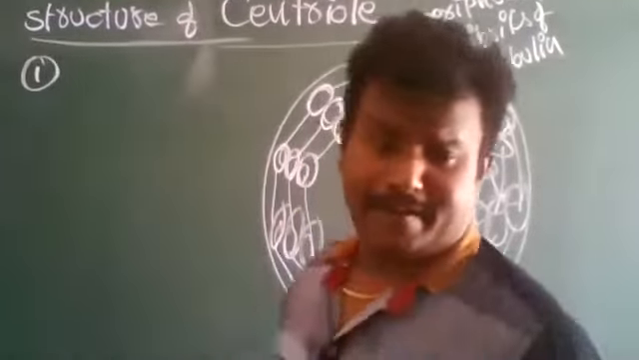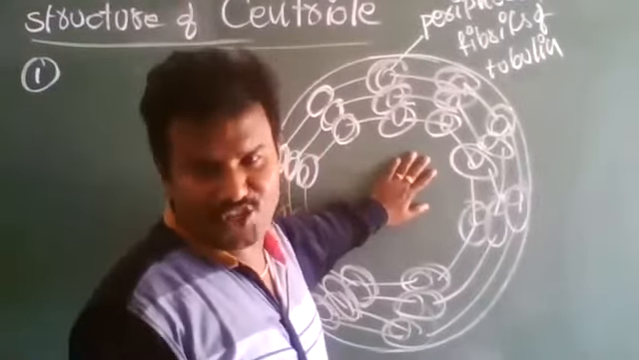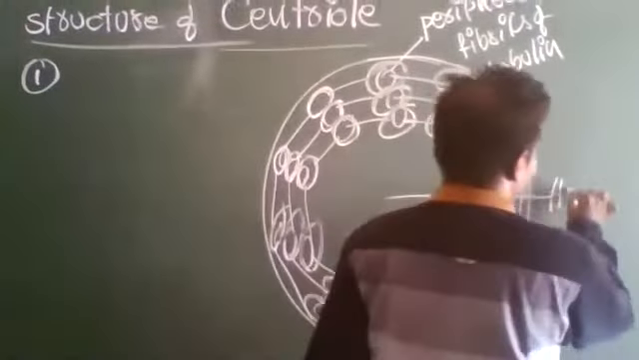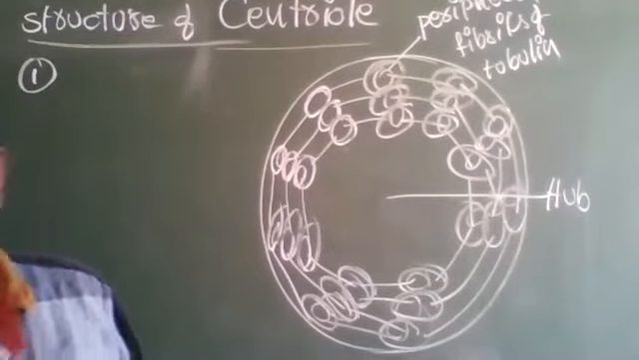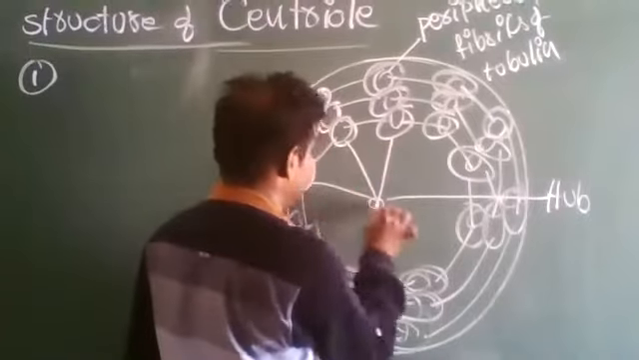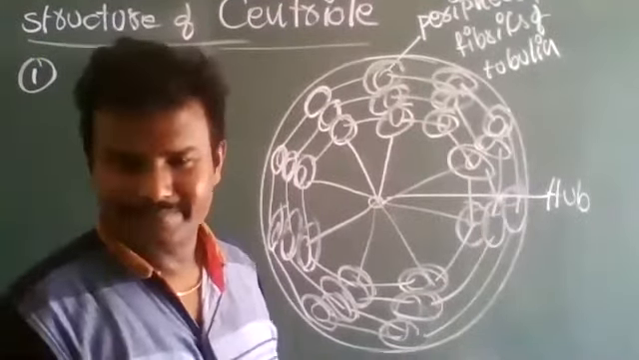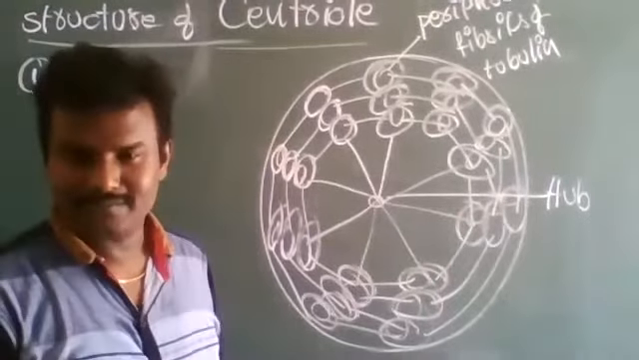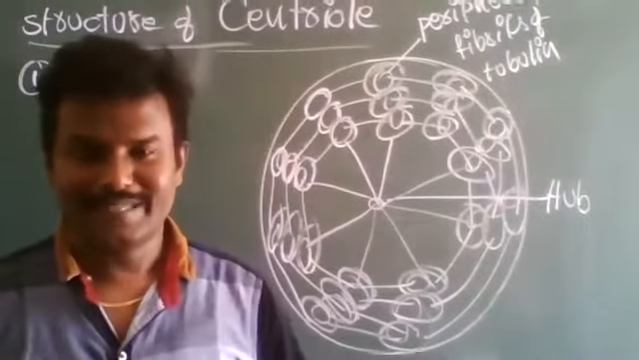That is one part. Next statement. The central part of the centriole is proteinaceous. It is called the hub. The central part of the centriole is made up of a proteinaceous structure called the hub. This hub is connected to the tubular part of the triplets by a protein structure. These are also proteinaceous. Okay, so this is the explanation about the centrioles.